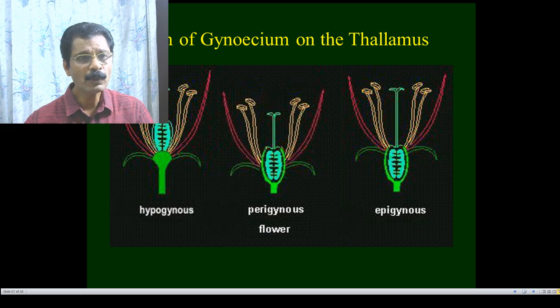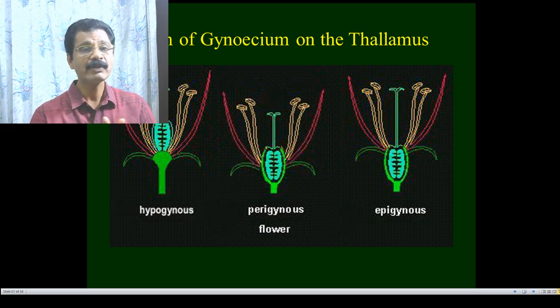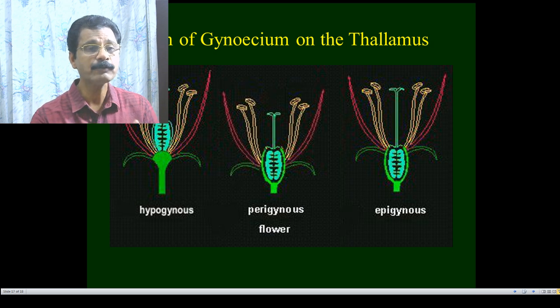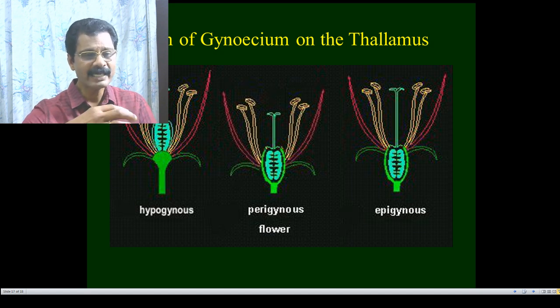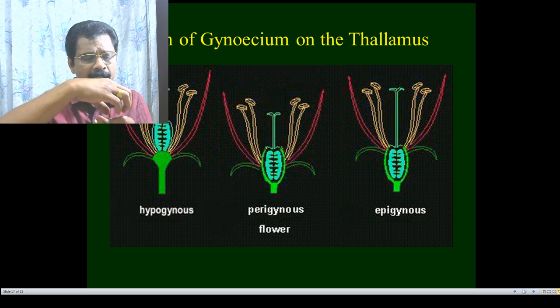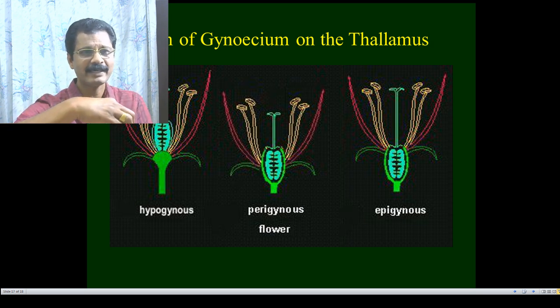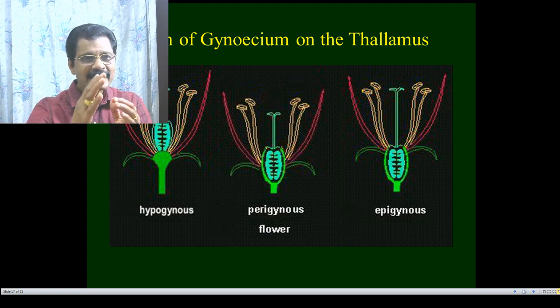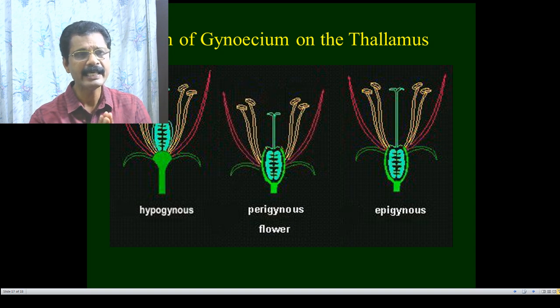So, based on the position of gynoecium on the thalamus, there are three types of flowers. One is called hypogynous. In this, the gynoecium is in the superior position. Gynoecium is placed on the top of the thalamus. All other floral parts arise just beneath the gynoecium. Such flowers are called hypogynous flowers. Gynoecium is in the superior position.